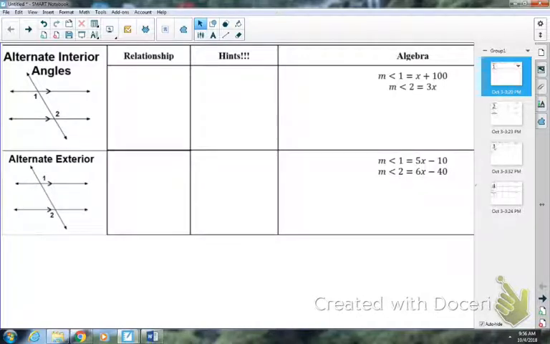So under the relationship part, we're going to write congruent. They're equal to each other. Okay, for a hint, when you're talking about alternate interior angles, we talked about this before, but notice the yellow highlight there? They make the Z or the zigzag. So for a hint, something you could write there would be like you're looking for the letter Z or you're looking for a zigzag. Again, this is meant for you.